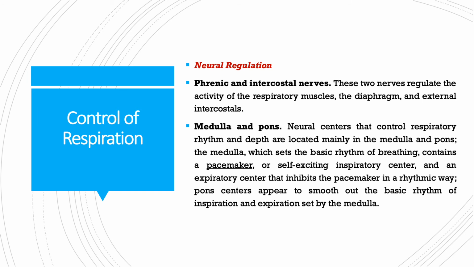Medulla and pons. Neural centers that control respiratory rhythm and depth are located mainly in the medulla and pons. The medulla, which sets the basic rhythm of breathing, contains a pacemaker or self-exciting inspiratory center and an expiratory center that inhibits the pacemaker in a rhythmic way. Pons centers appear to smooth out the basic rhythm of inspiration and expiration set by the medulla.